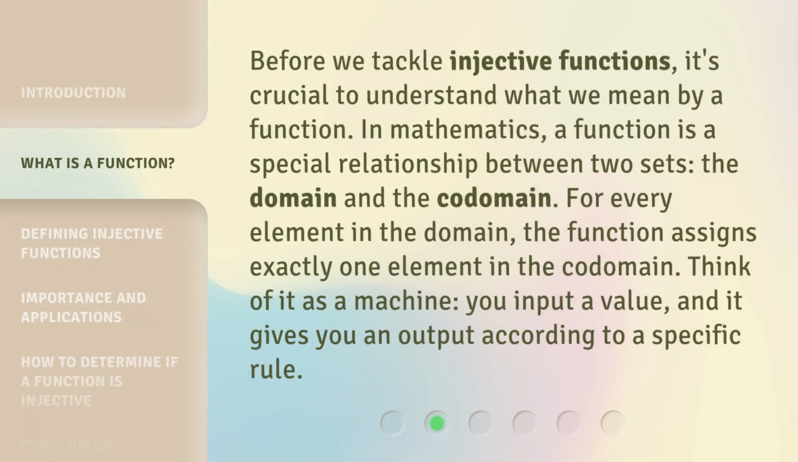Before we tackle injective functions, it's crucial to understand what we mean by a function. In mathematics, a function is a special relationship between two sets, the domain and the codomain. For every element in the domain, the function assigns exactly one element in the codomain. Think of it as a machine. You input a value, and it gives you an output according to a specific rule.